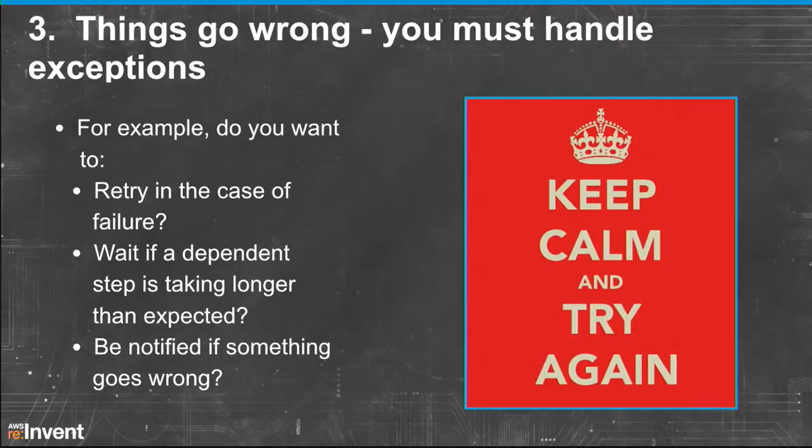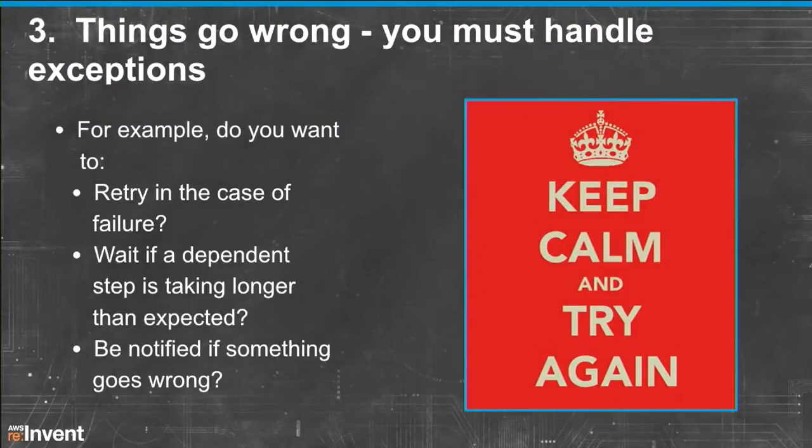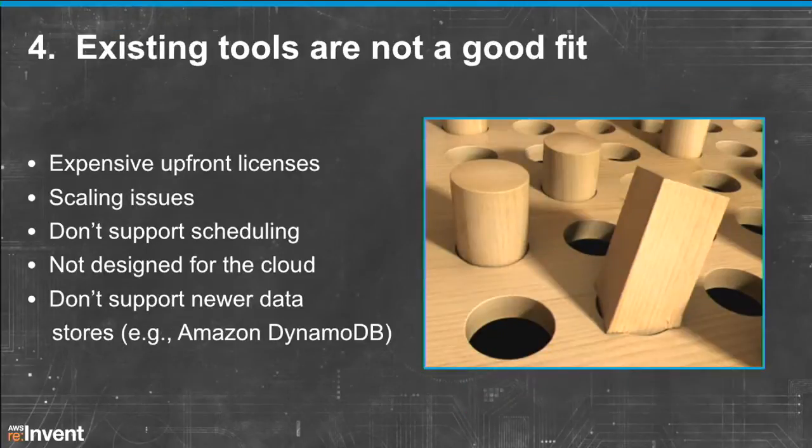What do you want to do if one step in your workflow is taking much longer than it was supposed to? That could be a problem. It could be OK. Maybe you're just processing more data than usual in that particular execution of the pipeline. Do you want to be notified if something goes wrong? These are all things that you need to deal with whenever you're constructing big data workflows.